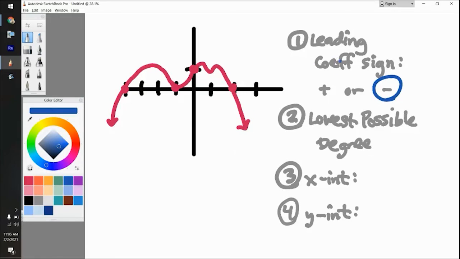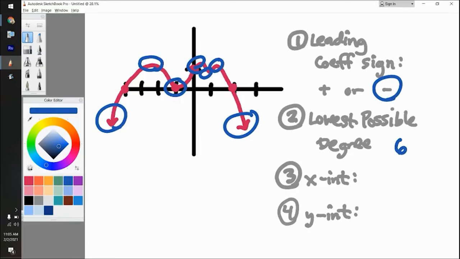Okay, lowest possible degree. So you take the number of turns and you add 1. So there's 1, 2, 3, 4, 5. So that means the lowest possible degree is 6, and it's even. And if you notice, evens always go in the same direction. So the fact that that's going in the same direction, it definitely shows that it could be 6.